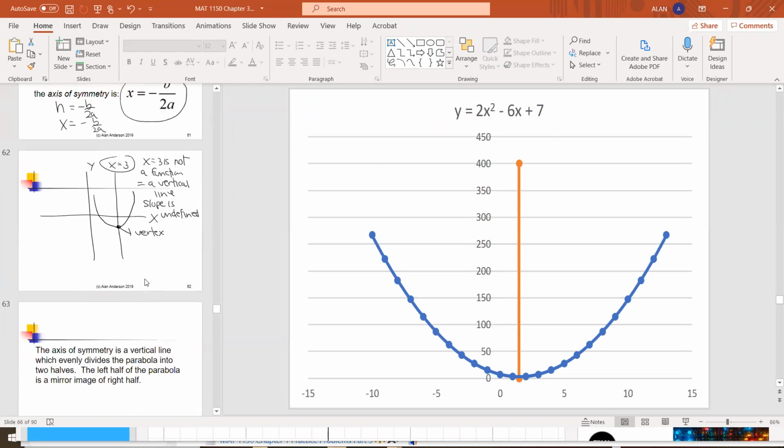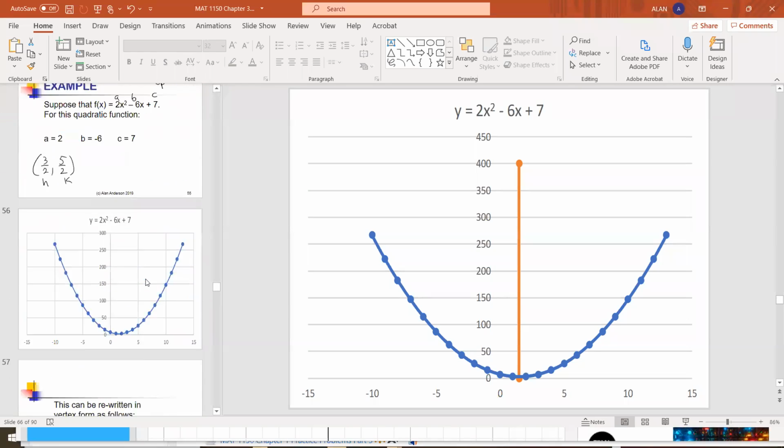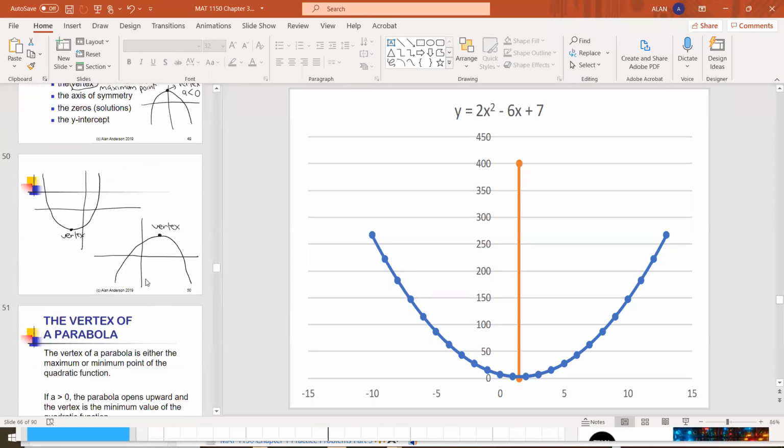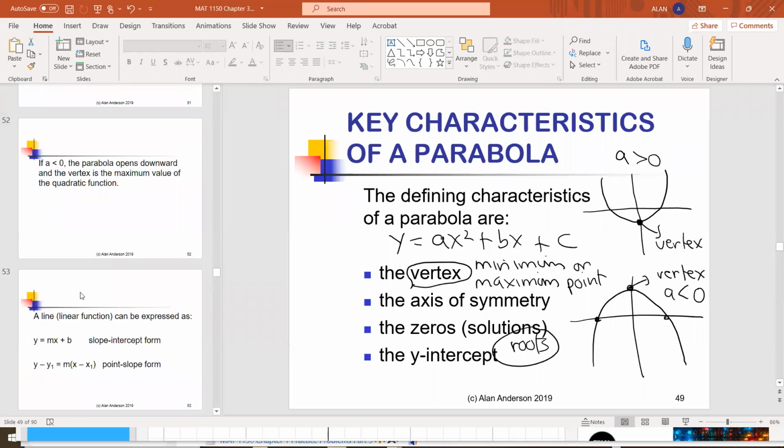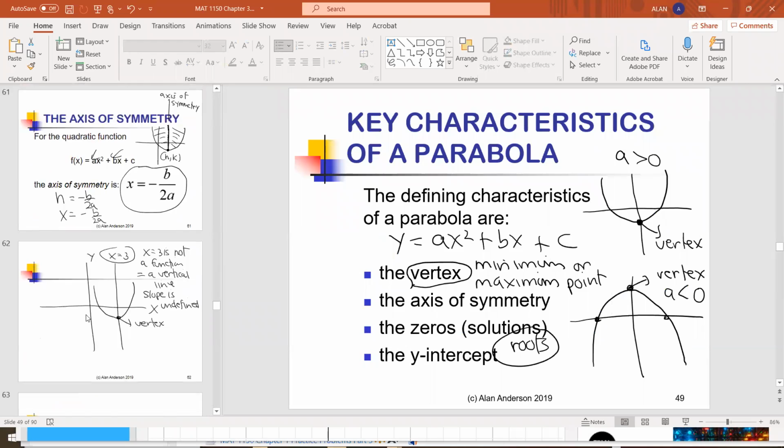Now, the third part, which you're very familiar with, the third identifying feature of a parabola are the so-called solutions, or sometimes they're called zeros, or even sometimes they're called roots. And all that means is where does the parabola cross the horizontal axis? And of course, we can see there are two of them. All right, except, now there is an exception. Let me show you this.